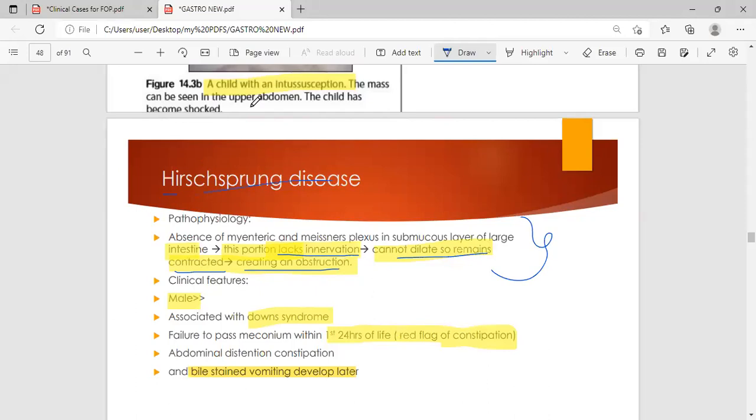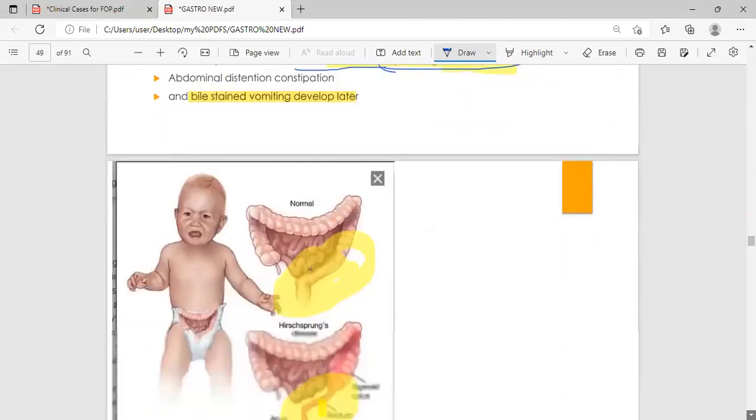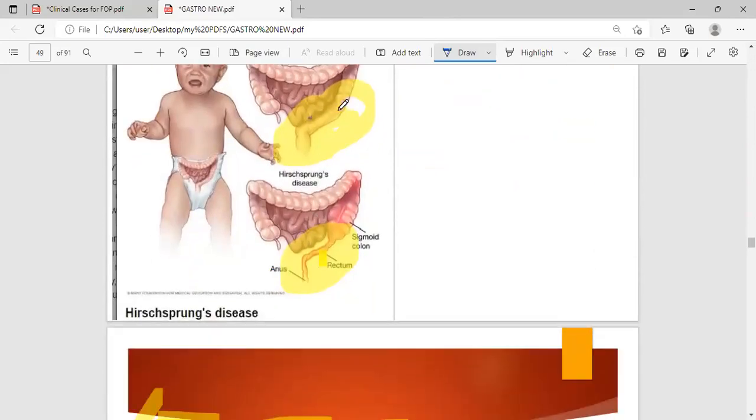So a patient is coming to you with Hirschsprung disease. It is more common in males and it is frequently associated with Down syndrome. Usually there will be failure of passage of meconium in the first 24 hours of life, which is a red flag for constipation. The patient can also develop vomiting, usually bile-stained vomiting. Look at this portion of the intestine, this is normal, and look at this portion. This is constricted. So this is a case of Hirschsprung disease. Now what is the investigation we should be doing?